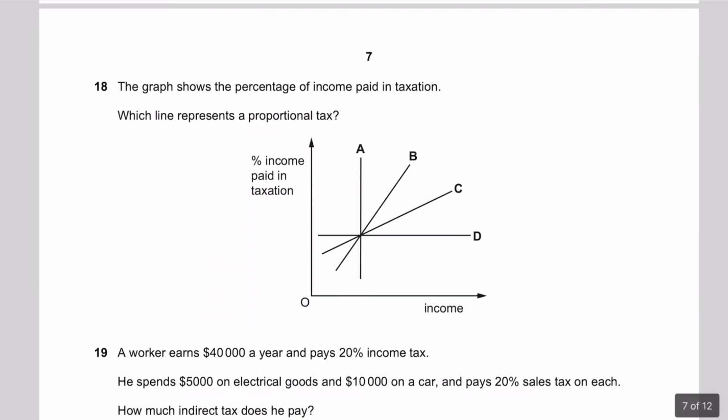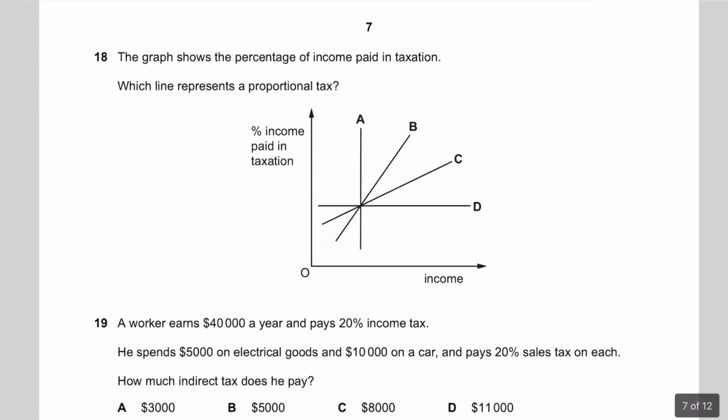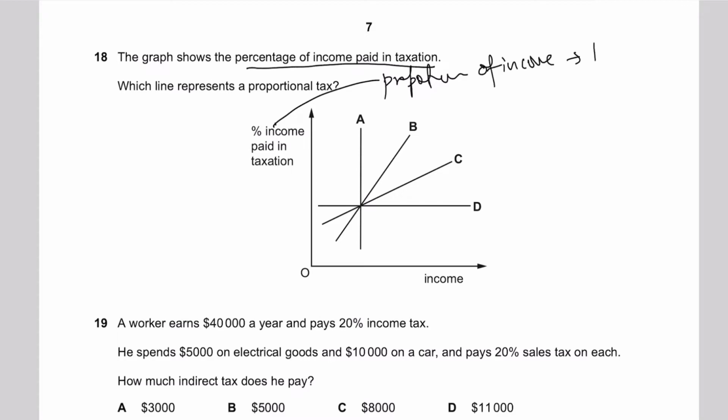Okay, moving forward, 18 says, again, remember that these kind of questions where they test you on indirect taxes, direct taxes, their nature, what are progressive, regressive, types of indirect taxes, types of direct taxes, what kind of impact can they have. Usually 1 or 2 MCQs are tested on this. The graph shows the percentage of income paid in tax, that is the proportion of income that you end up paying in tax, and in fact it is your tax burden, you can also say that, right?